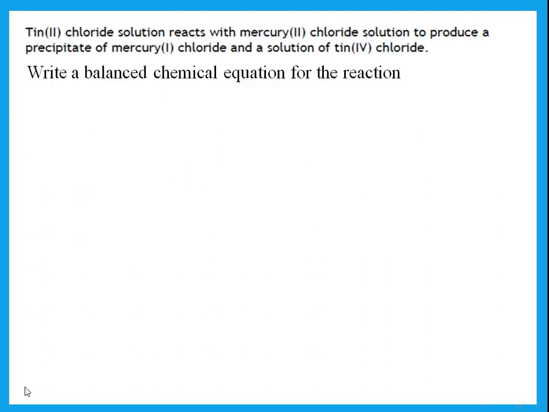Okay, tin 2 chloride solution reacts with mercury 2 chloride solution to produce a precipitate of mercury chloride and a solution of tin 4 chloride. Write a balanced chemical equation for the reaction. Now I look at the periodic table and find that tin is Sn, and he's telling me that it has a valency of 2, so it is SnCl2, and he already tells me it's a solution. Remember that a solution is aqueous.